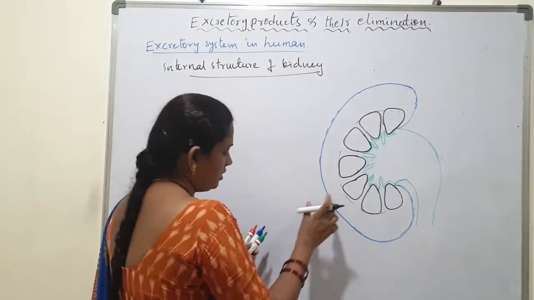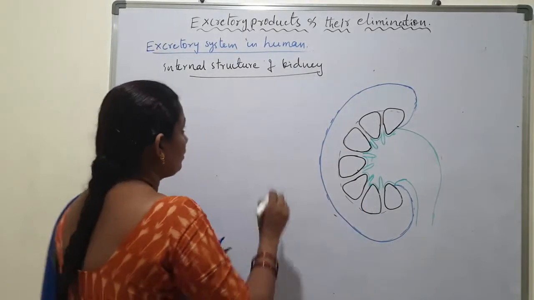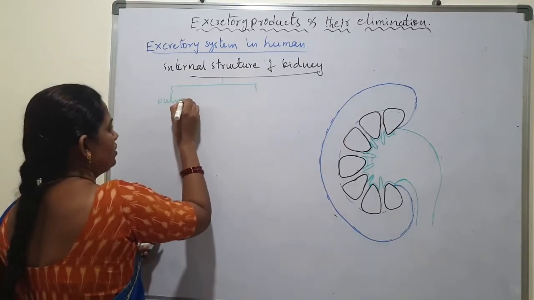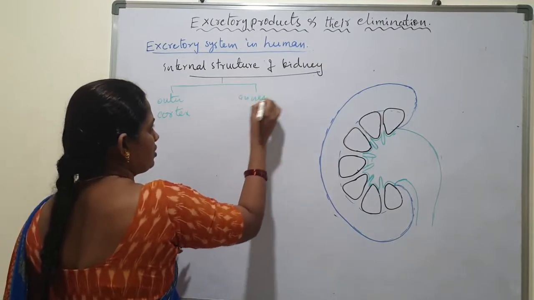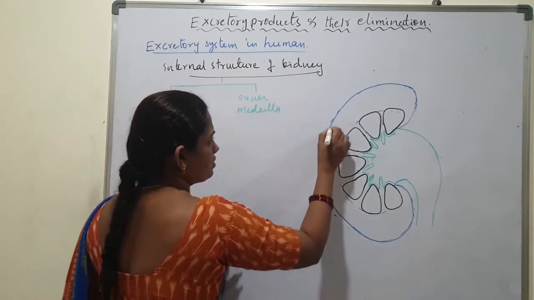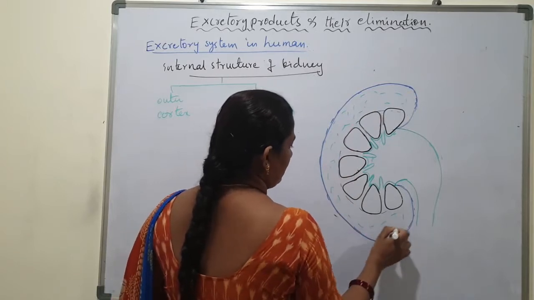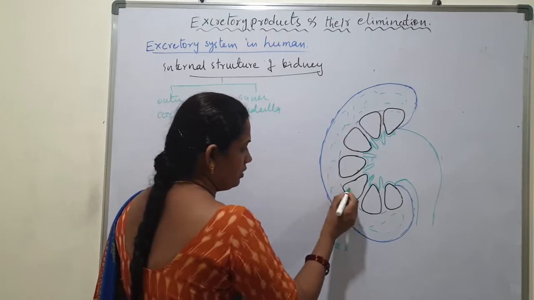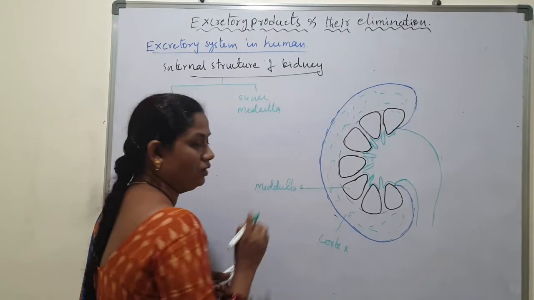Next, in the internal structure, the kidney is divided into 2 regions. The outer region is called the cortex. The inner region is called the medulla. This outer region is called the cortex, and the middle portion is called the medulla.